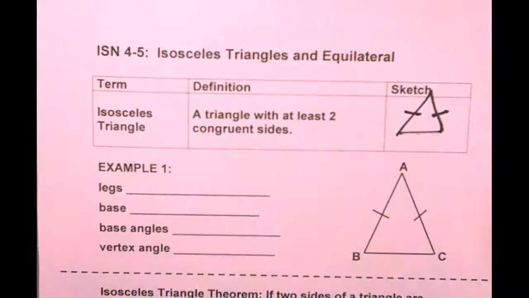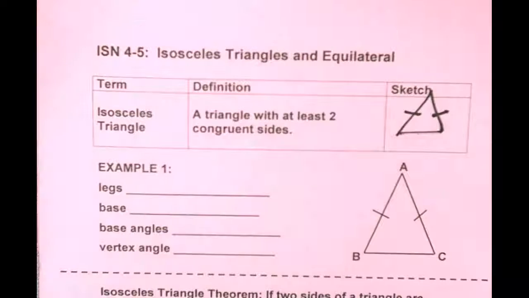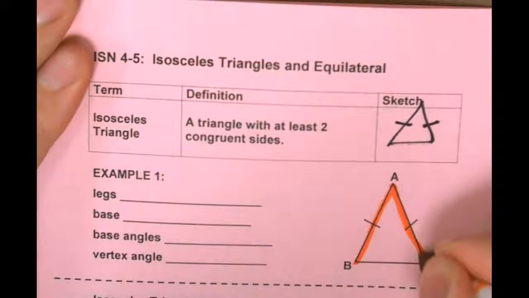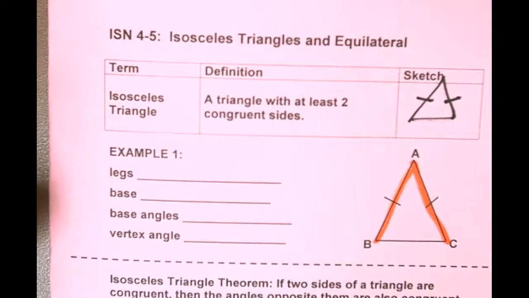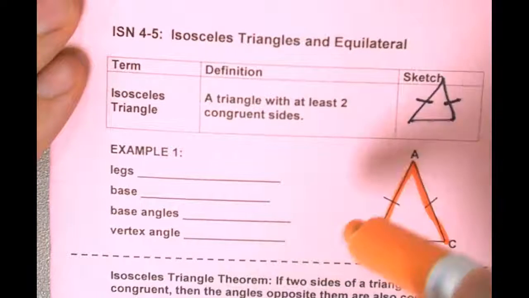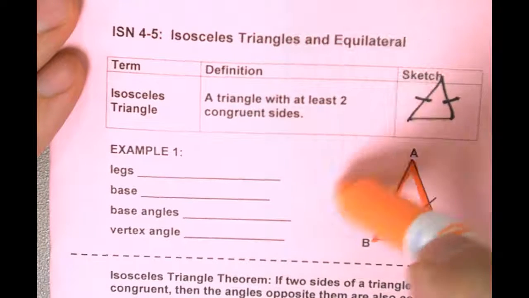Okay. So an isosceles triangle has four different parts to it. It has your legs. These are your two legs. How many legs do you have? You have two legs, and they're pretty much the same, right? So that's how I remember it. Isosceles triangles have two legs that are the same.